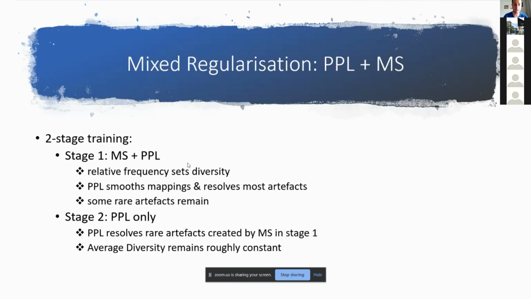However, at the end of the training, there were always some artifacts which would still remain. So for this reason, I introduced the second stage where I used only the PPL scheme. And the PPL scheme managed to resolve the rare artifacts, which were found at the end of the first stage. And at the same time, I realized that the PPL doesn't really affect the average diversity. In fact, the average diversity was slightly reduced.